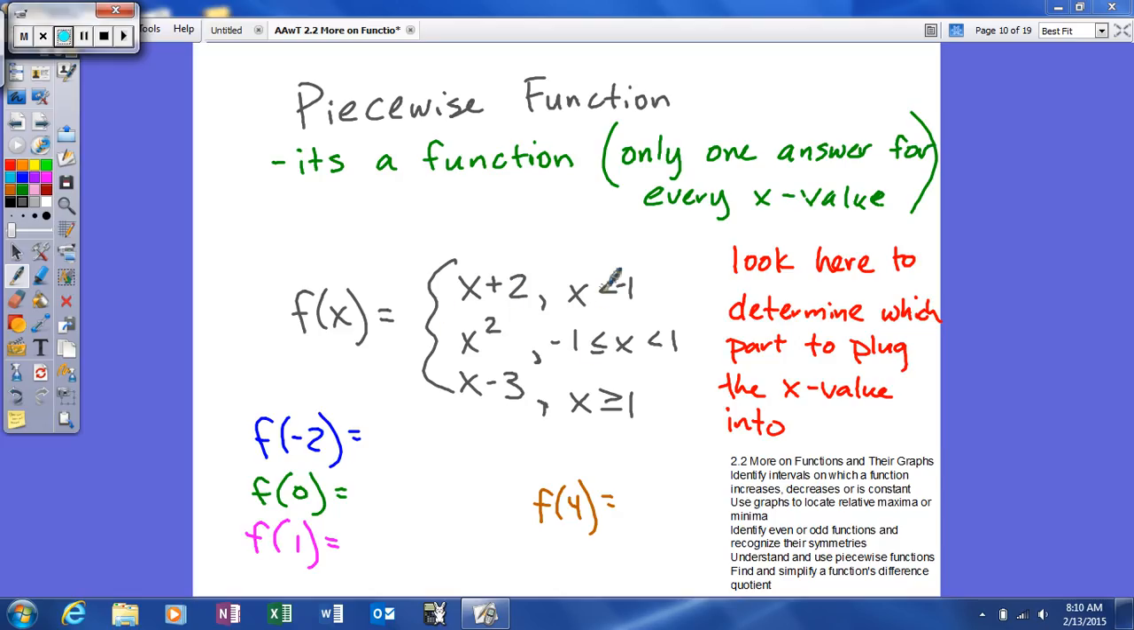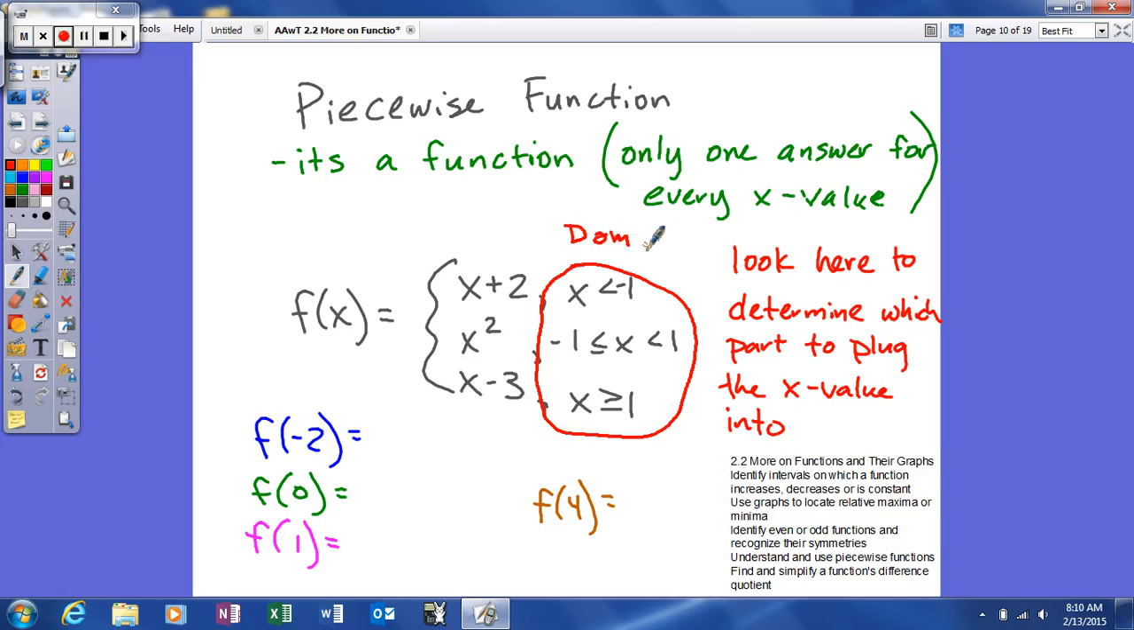Alright, this piecewise function comes in three parts. There's this part, x plus 2, when x is less than negative 1. X squared when negative 1 is less than or equal to x, which is less than 1, and x minus 3 when x is greater than or equal to 1. So what we're going to do is look at the part after the commas, this part right here, to determine which part to plug the x values into. This is basically dealing with our domain.